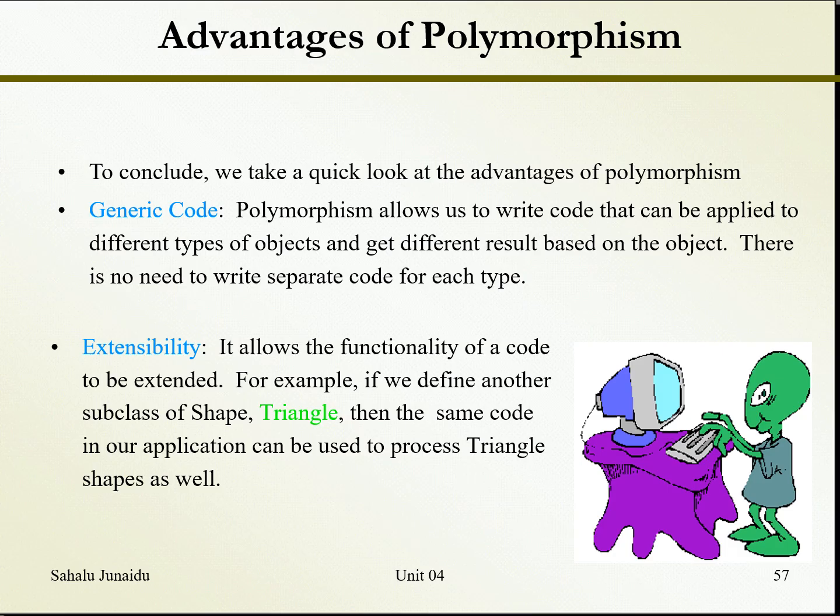So, advantages of polymorphism. To conclude, we take a quick look at the advantages of polymorphism. One, generic code. Polymorphism allows us to write code that can be applied to different types of objects and get different results based on the object. It depends on the object of which class. So it's more of a generic code. You write one single code, without repetition of many things.